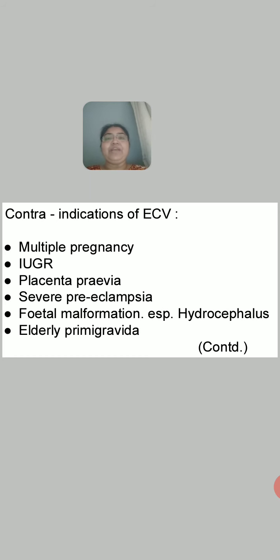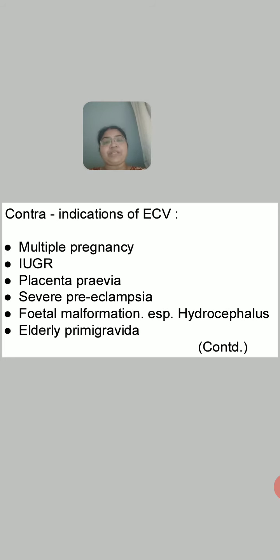Then severe preeclampsia. Whenever there is severe preeclampsia, especially when the blood pressure is quite high, at that time also version should not be done because it may cause some damage to the fetus.